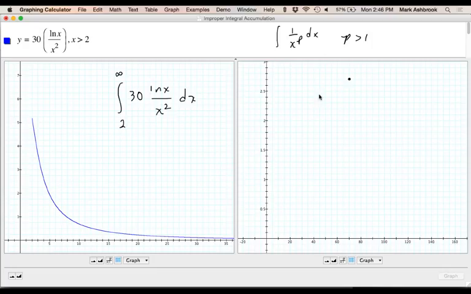Okay, so let's find out. We've got natural log x times x to the minus 2. Antiderivative. What technique do we need? This is undoing the product rule. Remember this? f times g equals the integral of f g prime dx plus g f prime dx. And so we want to pick what is our f and our g prime.